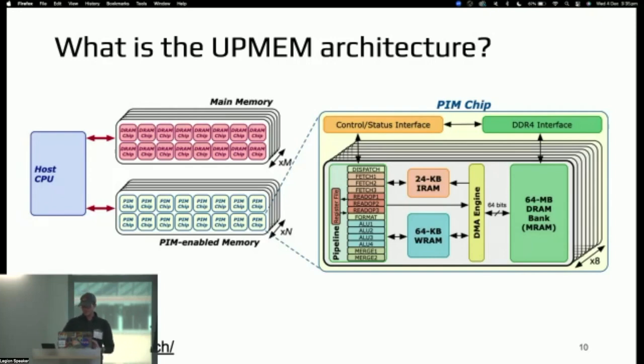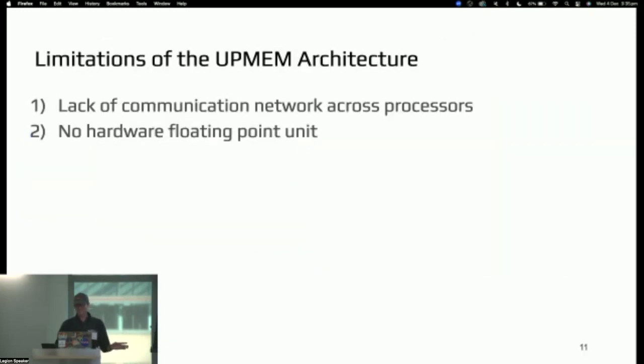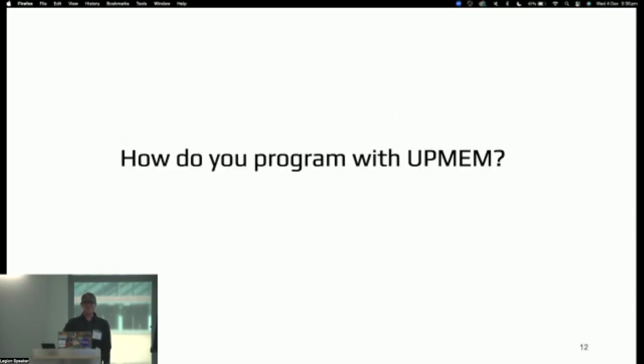So let's talk about some more limitations of this researchy architecture. Another big limitation, as you can see here, is no floating point, and also a lack of a communication network across these different processors. These are very small processors, and they can't directly communicate with each other because they're using your standard DDR4 communication network. So in order for one processor to communicate with another one, you have to go through the host. You don't want to do that, but you have to with this.